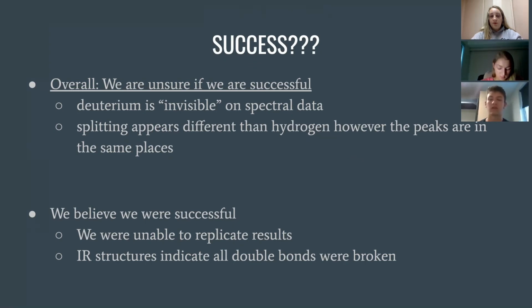However, we could not replicate our results due to our lack of time at the end of the semester. But if we had more time moving forward in the future, that is what we want to do: try to replicate our results of the limonene and alpha-phellandrene with the deuterated gas. However, one thing that we can say is that our IR structures did indicate that all the double bonds were broken. So after one trial, we would like to say that we were successful in doing so.